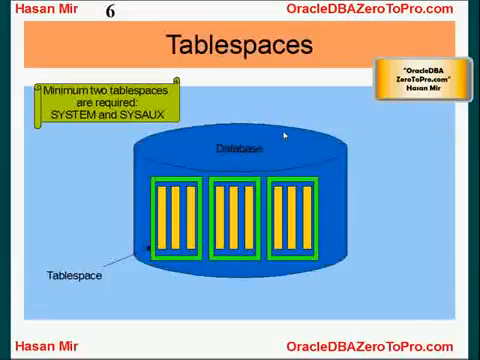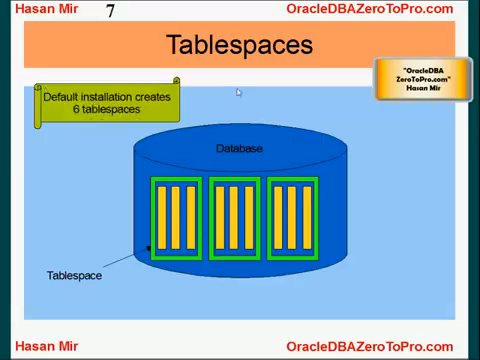When you install Oracle, this is true for 10G and onwards, a minimum of 2 table spaces are required: the system and sysaux table spaces. However, when you do a default installation and ask the installer to create a default database for you, it creates 6 table spaces.